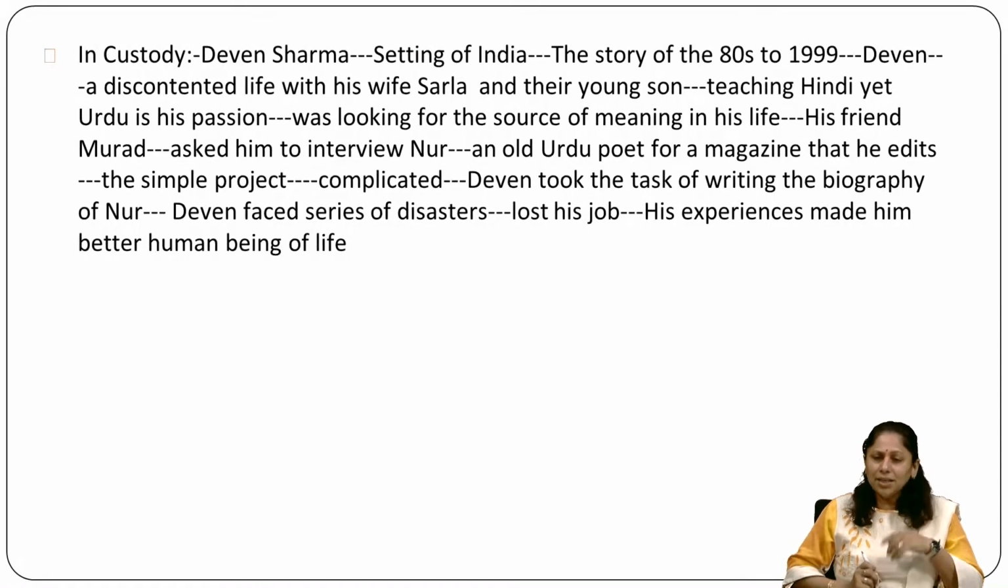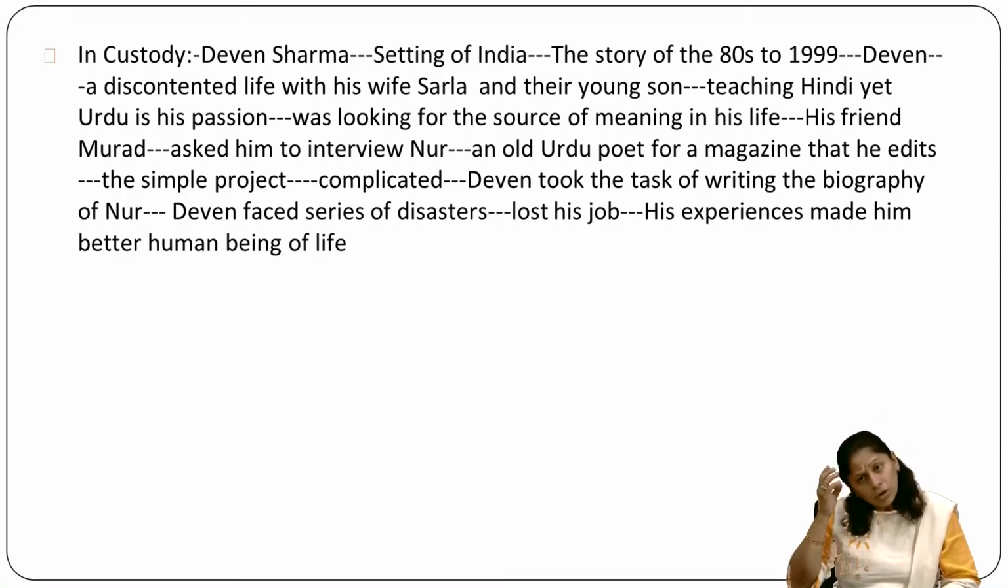In Custody, Devin Sharma has very finely been shown as the character in this novel In Custody by Anita Desai. The setting is India, the story of the 80s to 1999. Devin has a discontented life with his wife Sarla and their young son. There are three characters, Devin, Sarla and their son. Teaching Hindi, yet Urdu is his passion.